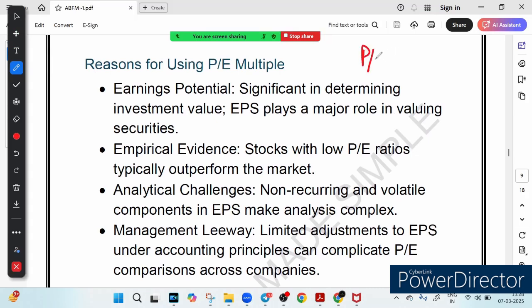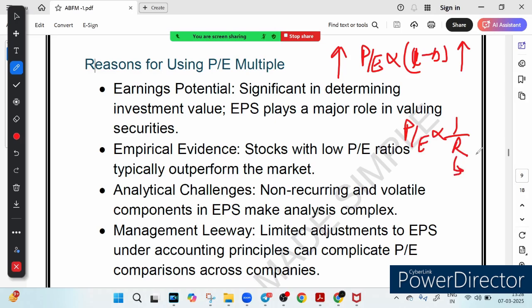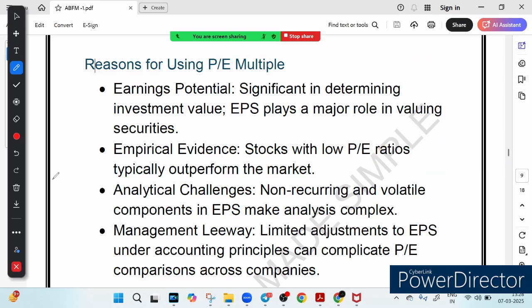So we have learned that PE is directly proportional to 1 minus b, right? So if the dividend payout ratio is higher, PE is higher, and PE is inversely proportional to R minus ROE times b. So if return on equity is higher, this becomes lower, so the PE becomes higher. That's how. So a high PE means investors expect growth, while a low PE indicates undervaluation or slow growth. Always compare the PE ratio within the same industry to get a true picture of the value.